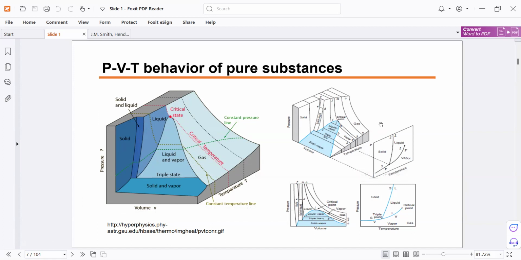And actually, we can derive the PV diagram or PT diagram based on projections of this 3D graph. So for example, if we just project this side of the graph, you'll get the PV diagram. But if you project the right-hand side of the graph, as shown on this figure on the right, what you will get is the PT diagram. So this is also the PT diagram.